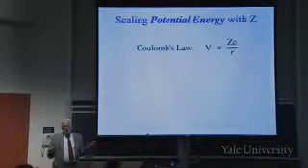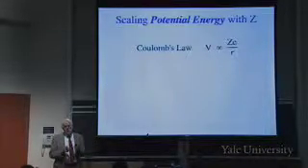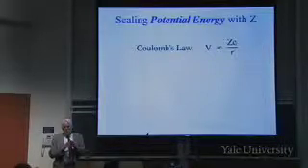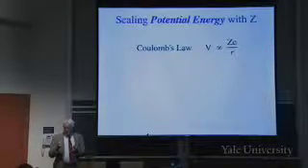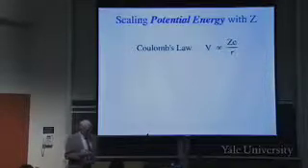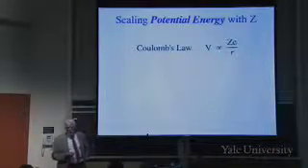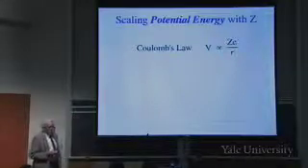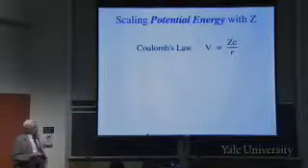So distance will shrink according to z. Electron density will go up according to z cubed. And the kinetic energy will go with z squared. Okay? Now, how about the potential energy? How will it change as we change the nuclear charge?